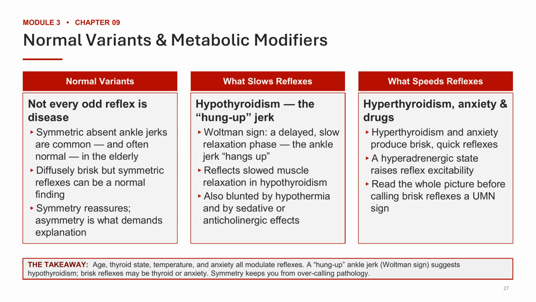Reflexes are also blunted by hypothermia and by sedative or anticholinergic effects. In the other direction, hyperthyroidism and anxiety speed reflexes up, producing briskness with no structural lesion at all. So the discipline is this: before you interpret a brisk or an absent reflex as localizing disease, ask 2 questions. Is it symmetric? And what else might be modulating this patient's entire nervous system?